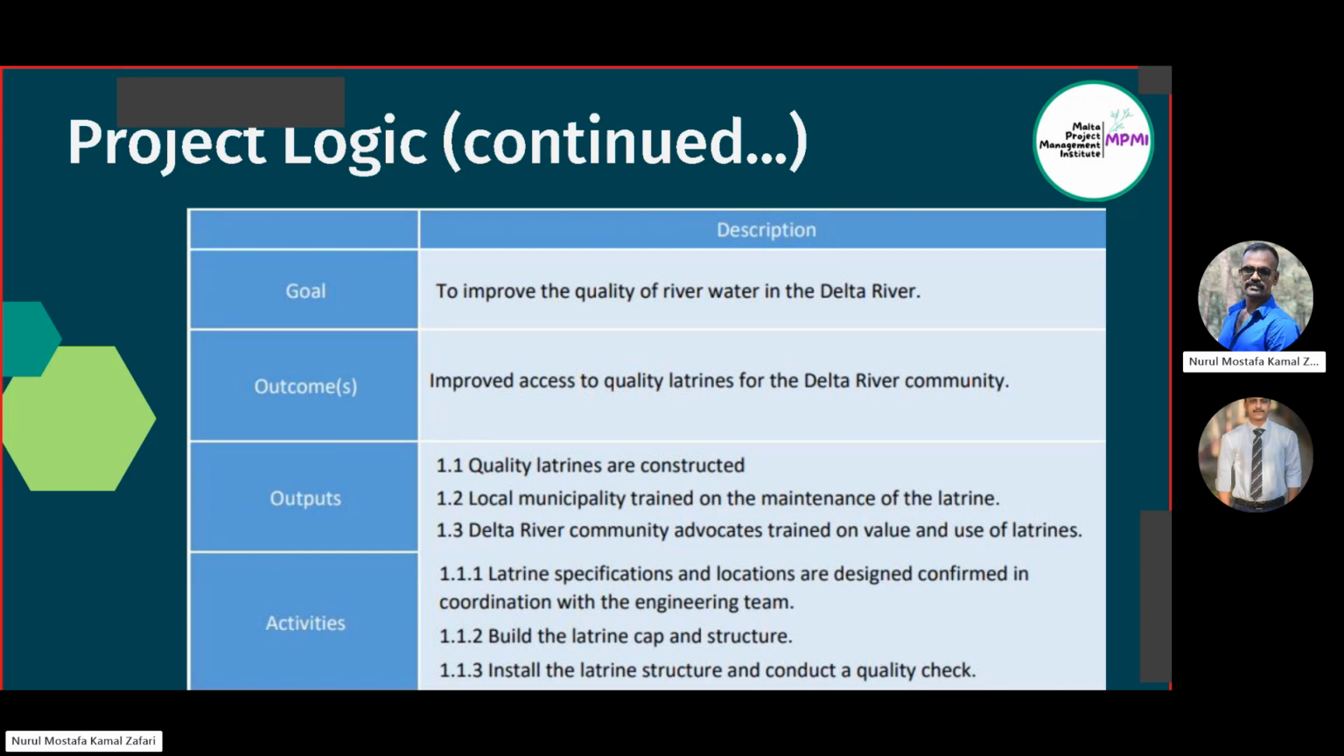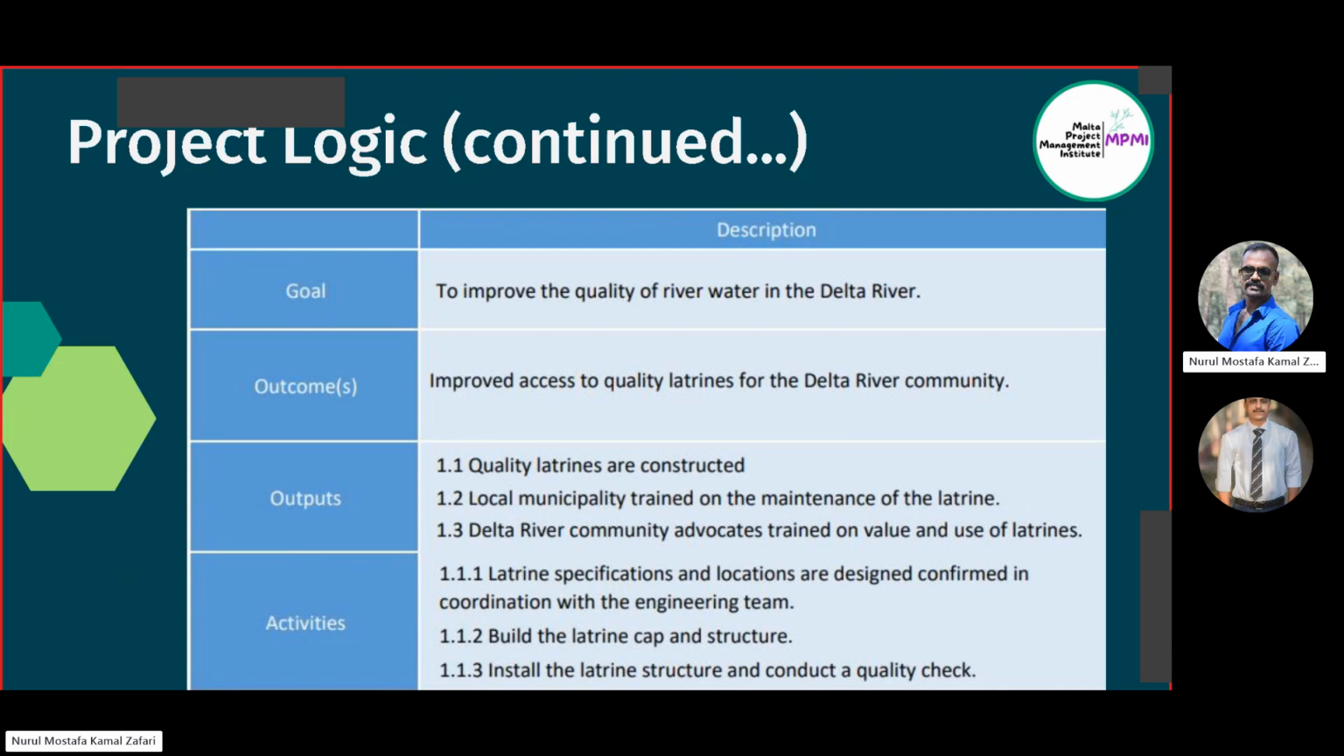achieve this outcome, we set 3 outputs. Number 1, quality latrines are constructed. Number 2, the local community has been trained on the maintenance of latrines, and number 3, the Delta River community has been trained to advocate the use of latrines and the value of latrines. Now there are 3 outputs.